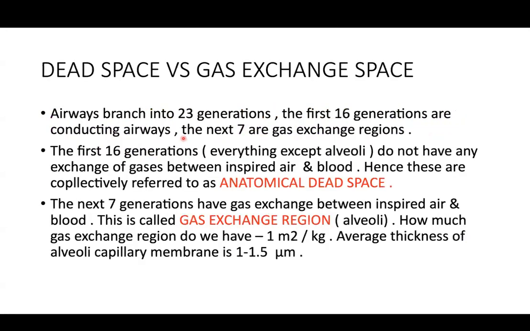This is the first actual topic which is important and needs to be explained: dead space and gas exchange space. The airway has 23 generations. And what is a generation? A generation is basically a branching. When you branch, that's one generation. So the airway has 23 generations. The first 16 are conducting airways. And what are conducting airways? We just mentioned it. Can someone put it in the chat? What are conducting airways?